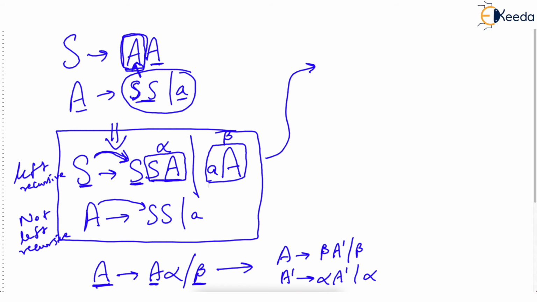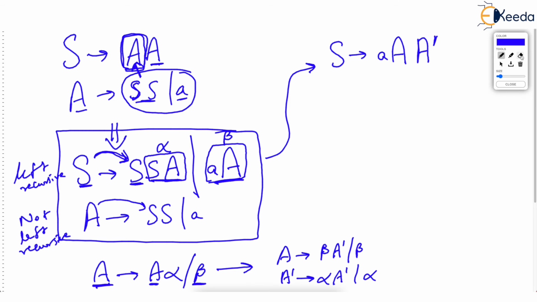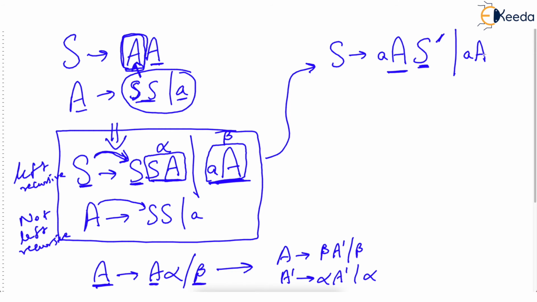Correct? Now, how do you rewrite this? You will say S derives first beta. Beta is AA, followed by a new non-terminal A dash. I hope you are understanding. Beta, or let's put S dash according to our convention. S dash. Okay. So this beta was written and then followed by new non-terminal S dash, or only beta. This is the rule I have used.